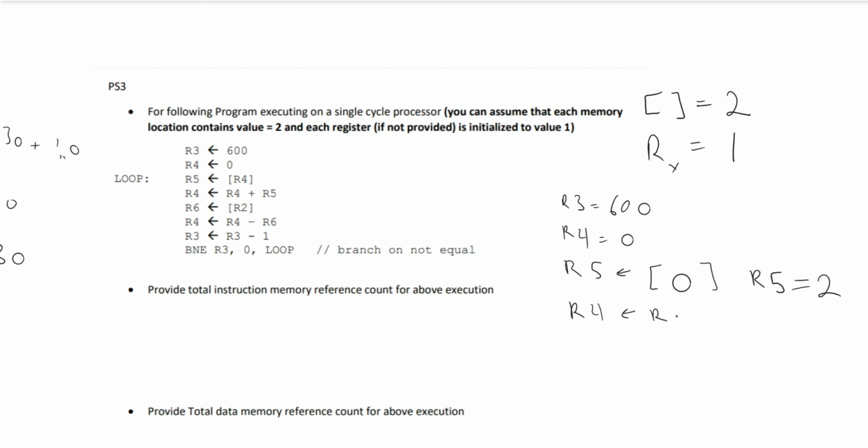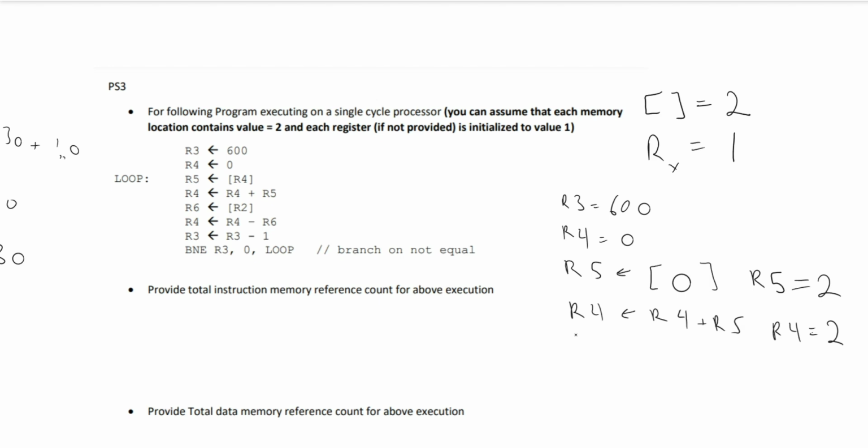So that means that R5 is equal to 2. R4 is going to get R4 plus R5. So we know that R4 has a 0. We have known that R5 has a 2. So R4 equals 2 as well.